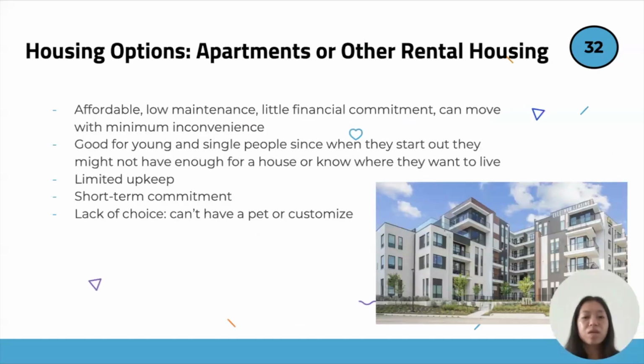Apartments or other rental housing. They are affordable, low maintenance, have little financial commitment, and you can move around with minimum inconvenience. They're good for young and single people since when they start out, they might not have enough for a house or know where they want to live. It has limited upkeep, short-term commitment. However, it does have a lack of choice, and in some you can't have a pet or customize it.